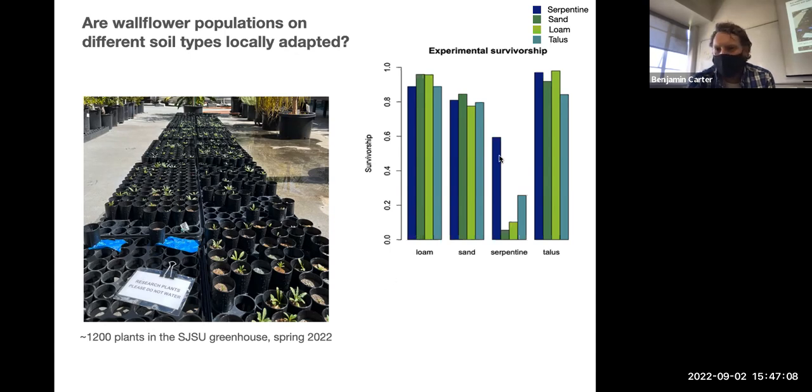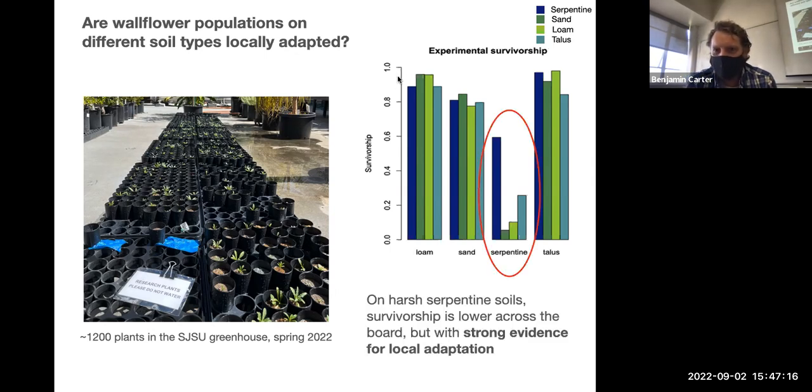This is one of the more compelling graphs that I think we've come up with over the last couple of years out of the lab. What we've got here is survivorship on the y-axis, the proportion of the plants that made it through the experiment, and we've got our different soil types here. You can see on this one soil type called serpentine, which is a really, really harsh soil for plants. It has a lot of heavy metals. It has a really off-putting ratio of calcium to magnesium that plants really don't like. So there are a lot of challenges on it.